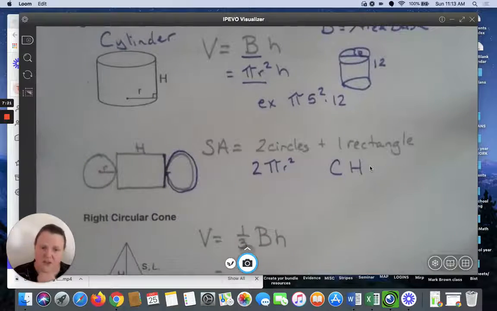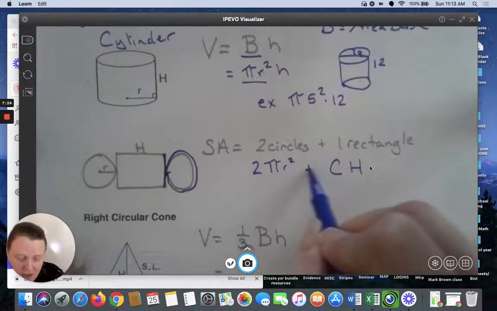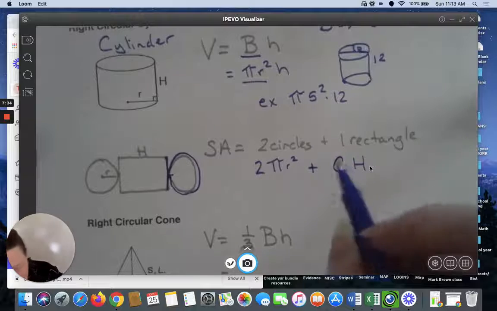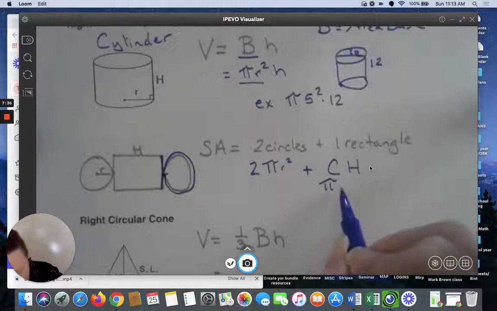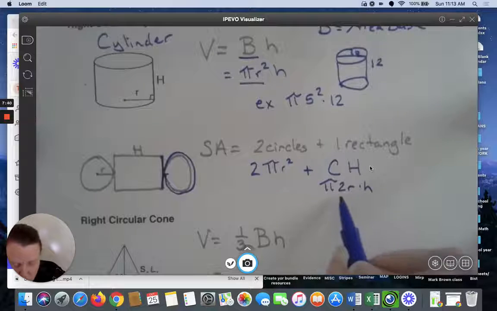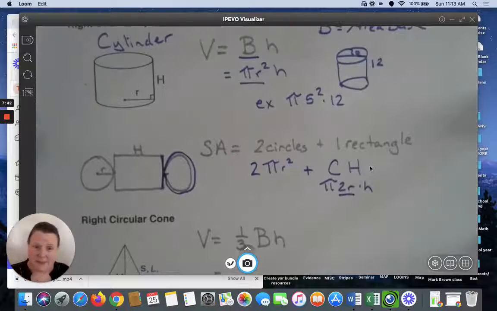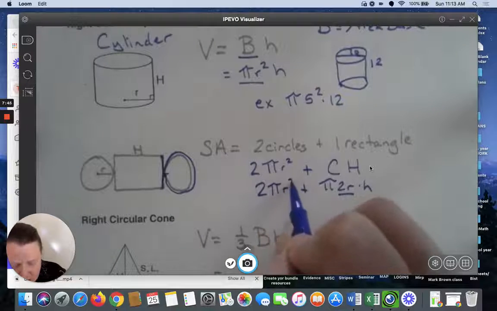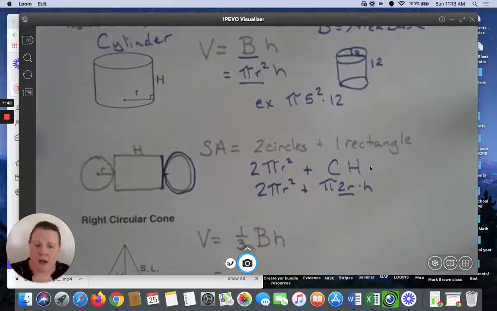So it looks a little funky when I put a capital C in there, and we're going to obviously add those two pieces together. But we know that the formula for the circumference is pi times the diameter, or if you like to use the radius number, again, it would be pi times 2r times h. So 2r, remember, is the same as d. And so when I write it all out, it looks like this: 2 pi r squared plus 2 pi r h.